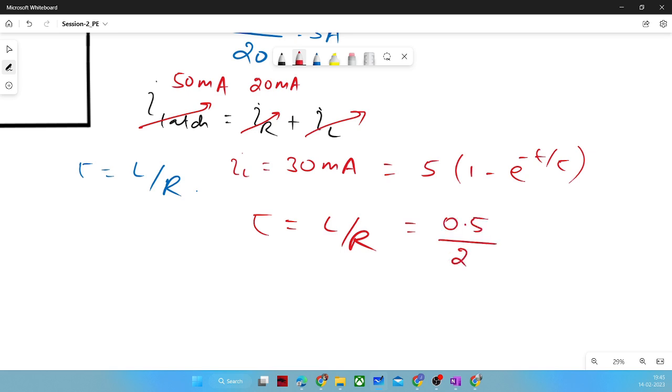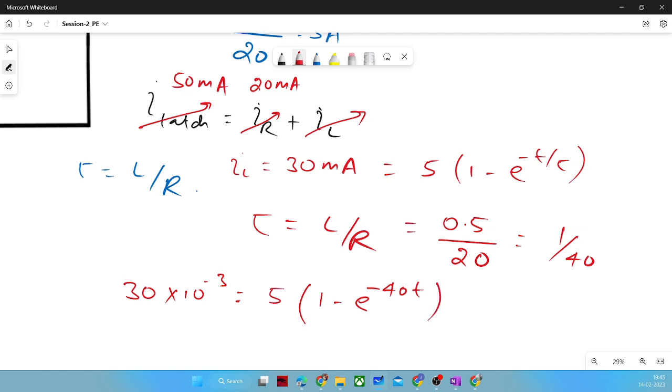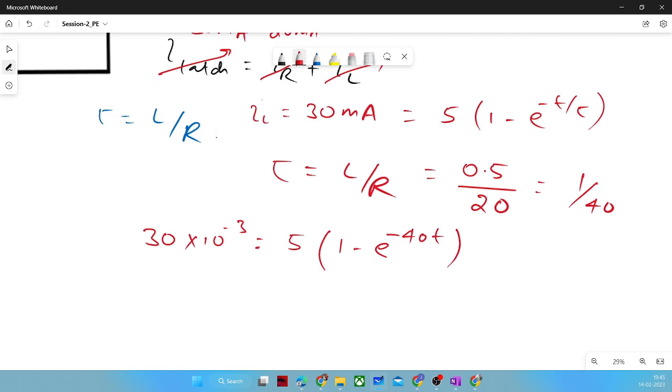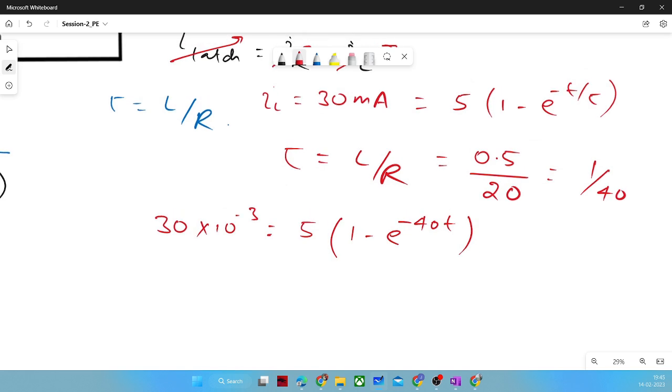0.5 by 20, so it is 40, 1 by 40, so 30 milliampere. 30 into 10 to the power minus 3 is equal to 5 into (1 minus e raised to power minus 40t), right? Because tau is 1 by 40, so 40 will go on the numerator, and this is your expression, right?